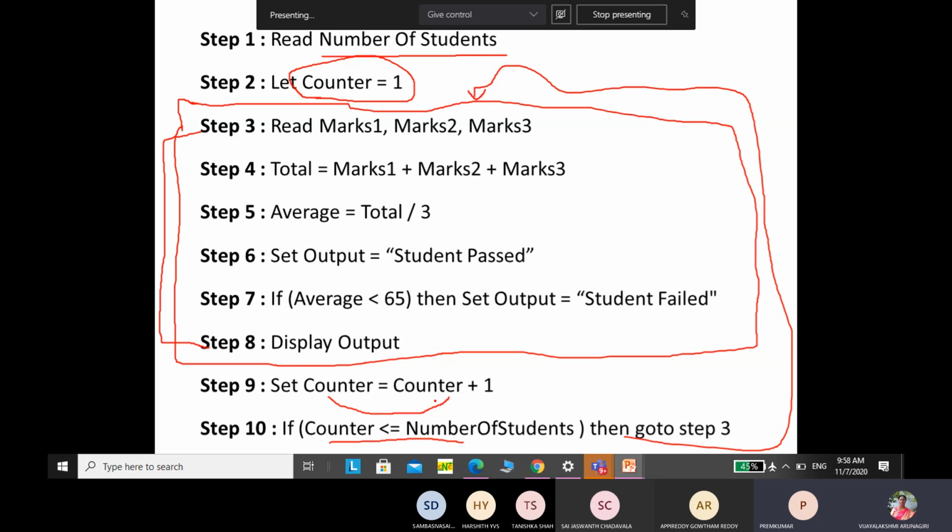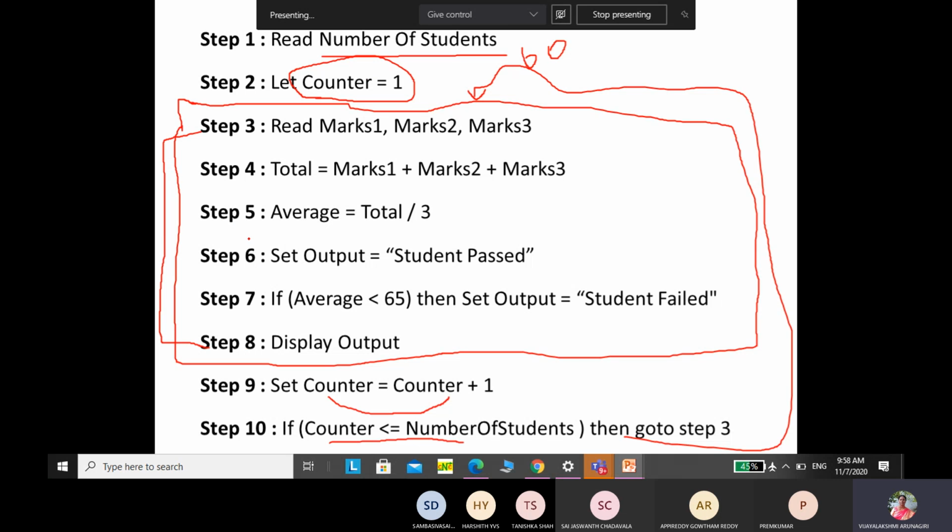So initial value I am taking as 1. Later I won't touch this counter equal to 1. Read n means I want the n value. Say for example n is 60, the number of students is 60. So 60 times these statements, steps 3 to 8, have to be repeated 60 times. How will we check whether it reaches 60 times or not?